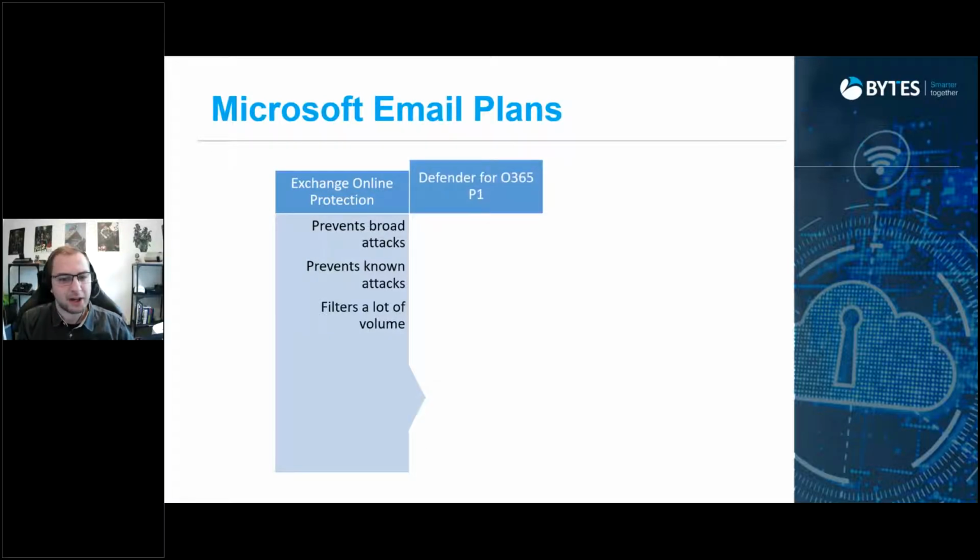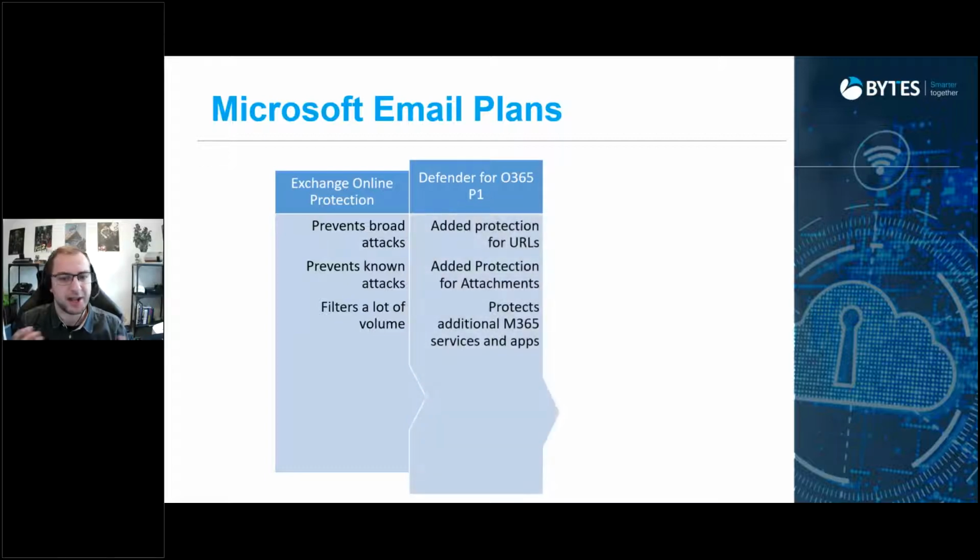But of course, when we look at some of the more sophisticated attacks, it's a little less effective. And of course, Microsoft understood this, and this is exactly why they brought in the Defender for Office 365 plans, formerly known as Office 365 ATP. And there are two versions of this plan, a P1 and a P2. Now, P1 looks to add more preventative and detection means on the email security side.